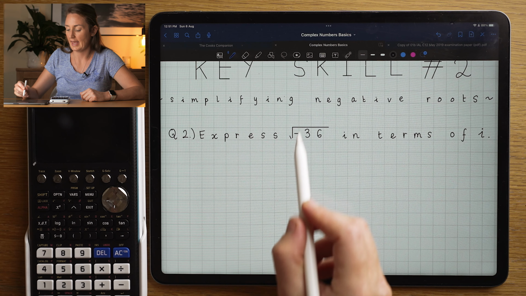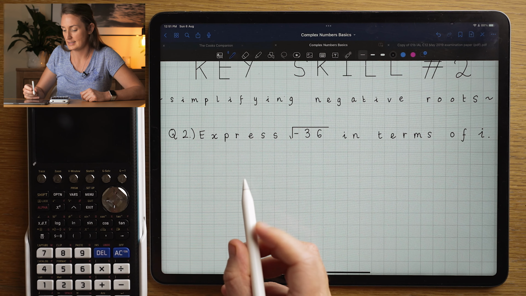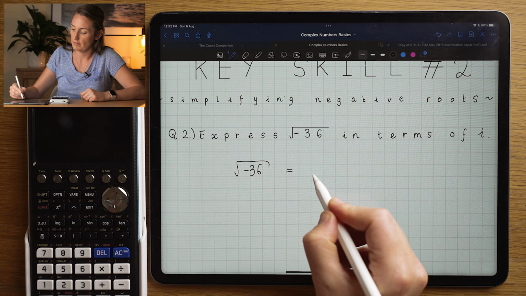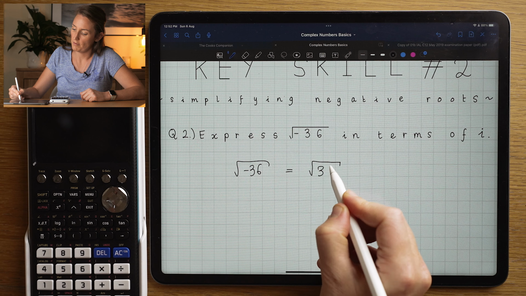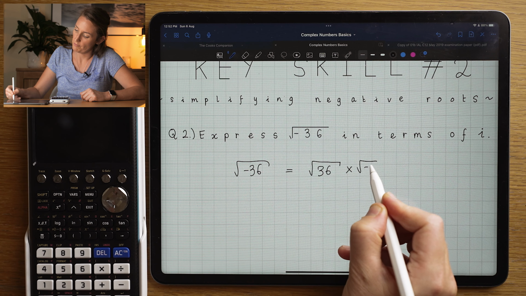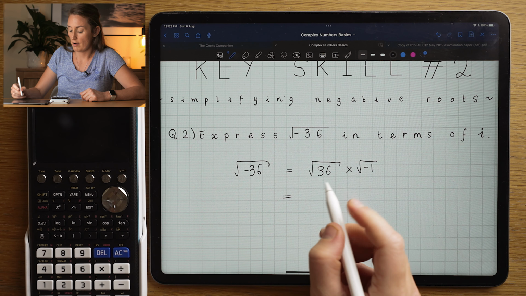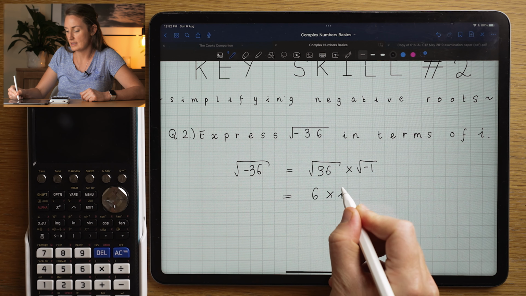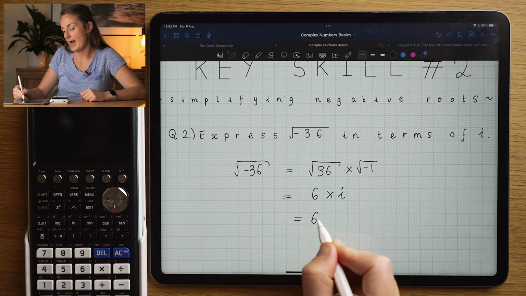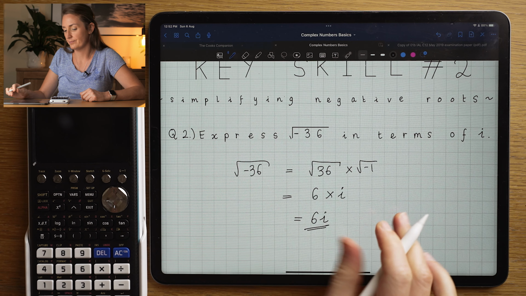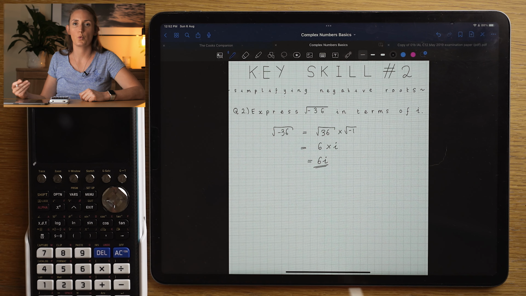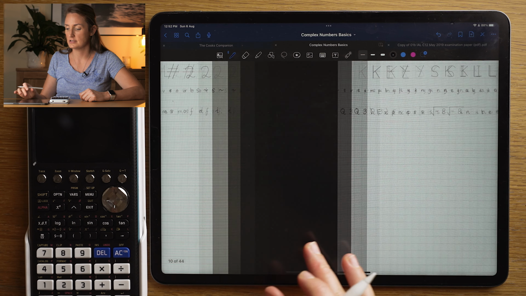Let's practice that again with the square root of -36. We're going to rewrite that as the square root of 36 times the square root of -1. The square root of 36 is 6, and the square root of -1 is i. So we can rewrite that as 6i. So far we've only been dealing with square numbers, so the square roots have worked out really nicely for us.